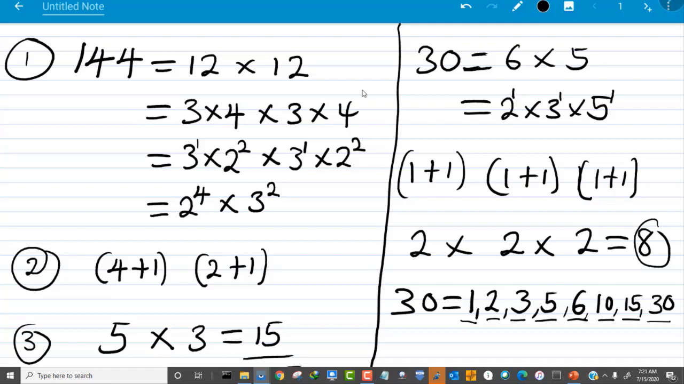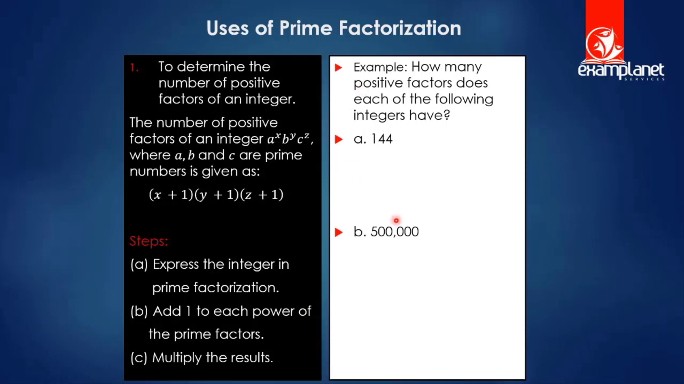Let's look at the second example, example B. So example B says we should find the number of factors of 500,000. That is, how many positive factors does 500,000 have? So let's see how many factors 500,000 has. Now let's take the first step by expressing our 500,000 in prime factorization.